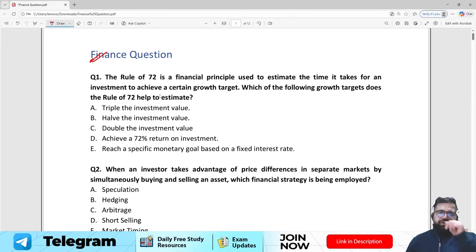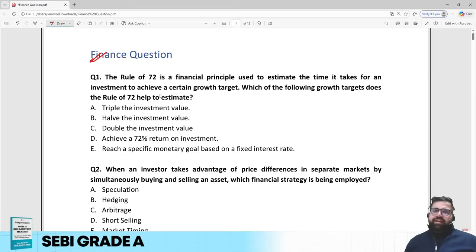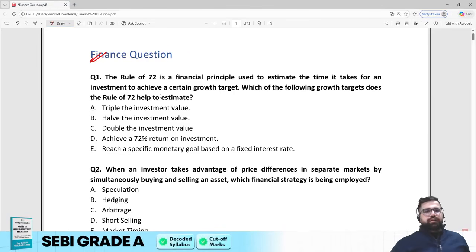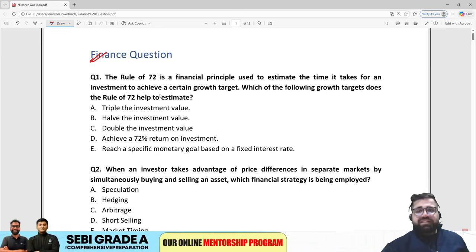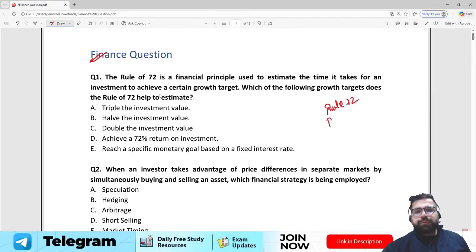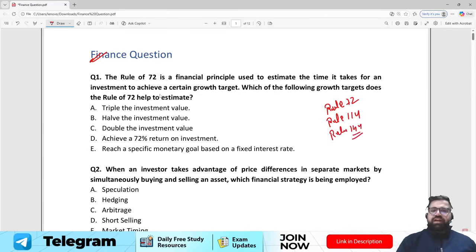Question number 1 is from rule of 72. The rule of 72 is a financial principle used to estimate the time it takes for an investment to achieve a certain growth target. Which of the following growth targets does the rule of 72 help to estimate? Now, in the first chapter itself, basics of time value of money, we study 3 rules: rule of 72, rule of 114 and rule of 144. So the question is regarding rule of 72.